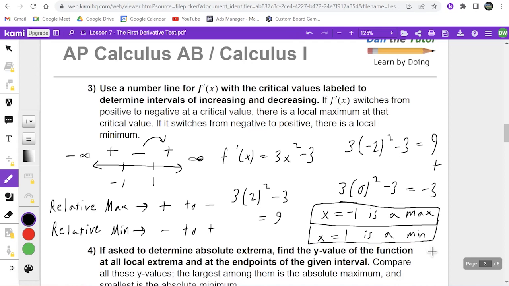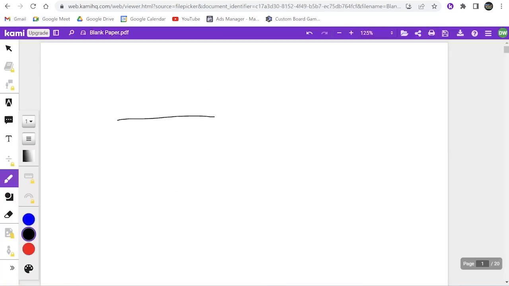Now, if you don't have a sign change, for instance, if let's say this is my number line, and I just make up numbers, negative 5, positive 5, and I have this, right? There is no sign change at negative 5. It's not a maximum or a minimum. It's nothing. And then in my example, it's positive to negative, so 5 is a maximum. That's how I read the number line test. So I need a sign change in order to be a maximum or a minimum.